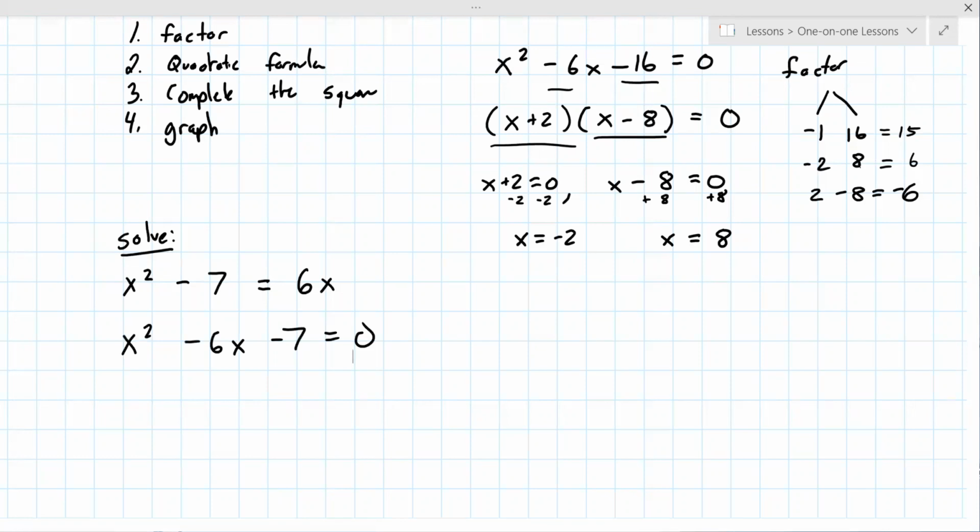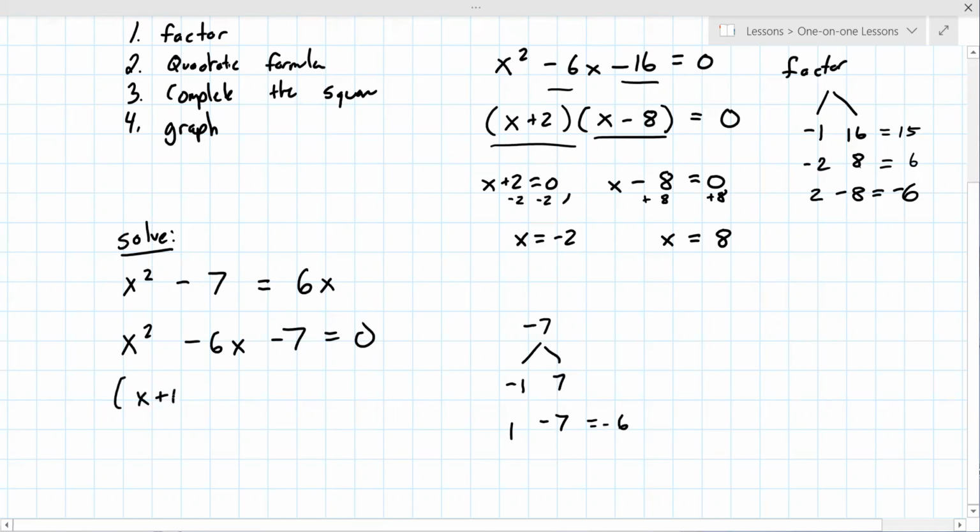Okay, so we're going to x squared minus 6x minus 7 equals 0. And then you're trying to find two numbers that multiply to negative 7 but add up to negative 6. The only two possibilities are negative 1 and 7 or 1 and negative 7. You can see the second one adds up to negative 6. So it's x plus 1, x minus 7 equals 0.